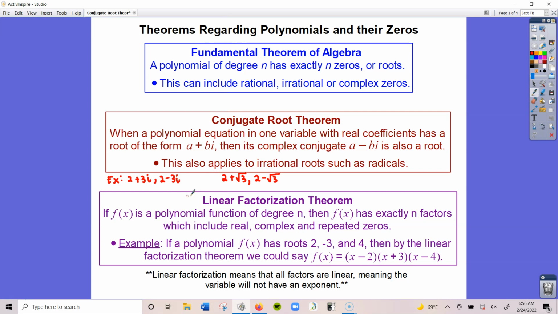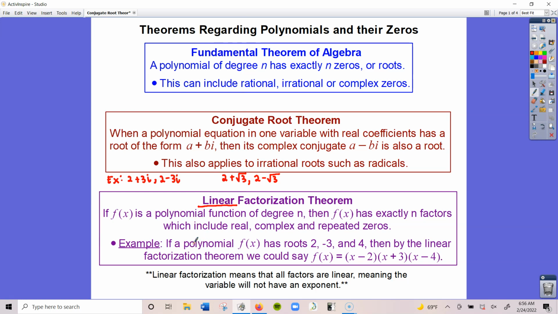Now notice that the name of this theorem is linear factorization. That means that every particular factor will have x with no exponent, because if it's, let's say, x squared, then that's not a linear factor. A linear factor is where the exponent of x is 1.